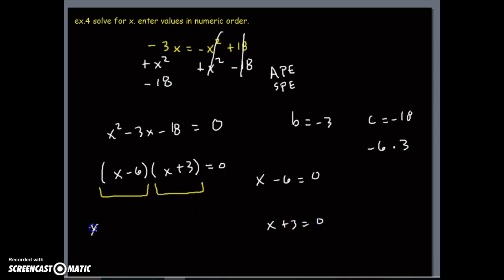But I'm not going to have to do that because I already know that the number that creates a 0 in this factor is a positive 6. And the number that creates a 0 in the second factor is a negative 3, because those are the opposite numbers. So my answer for x is x equals negative 3 and 6.